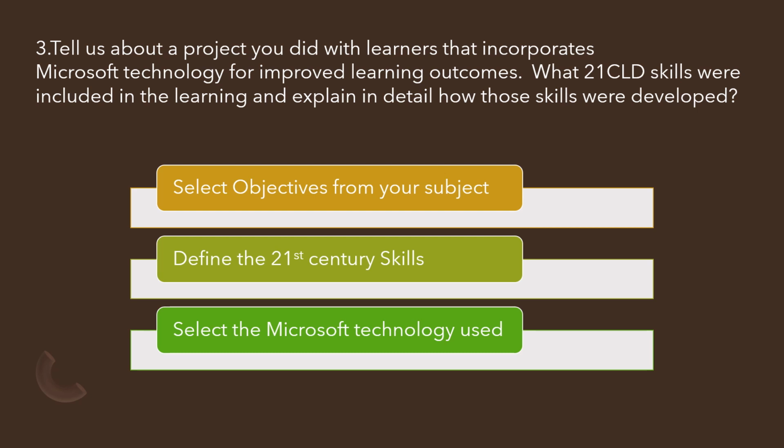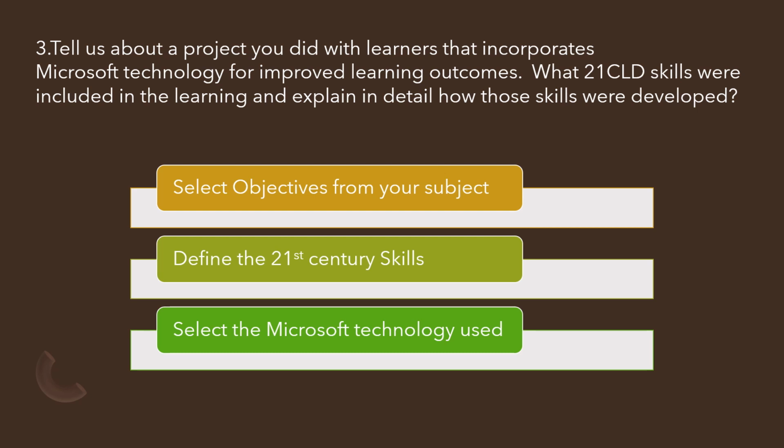Those were a lot of examples of accessibility tools. Now we will deep dive into question number 3, where it's asking you to prepare a project or to tell us about a project you did with your learners. And here learners could be students or could be your colleagues at work, where you have incorporated Microsoft technologies to improve learning outcomes. And you have to tell us what are the 21st century skills that were included in this learning pathway, and explain in detail how those skills were developed.